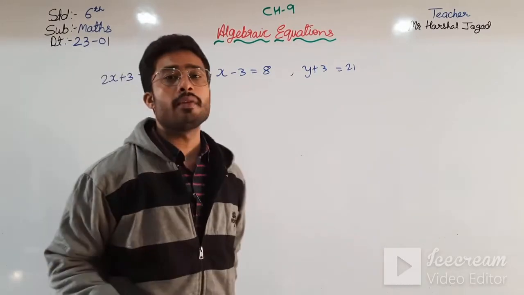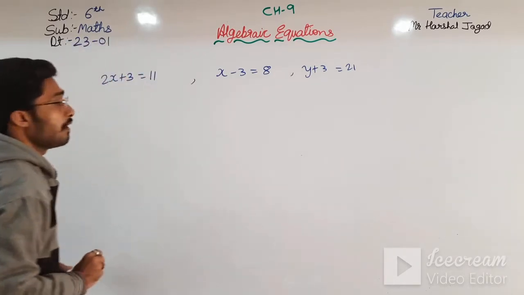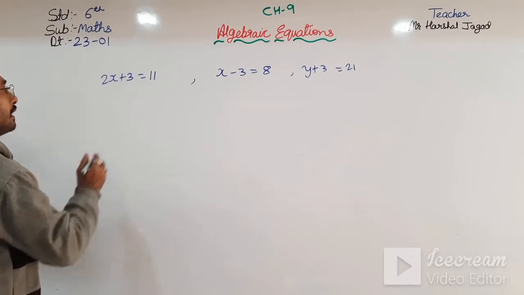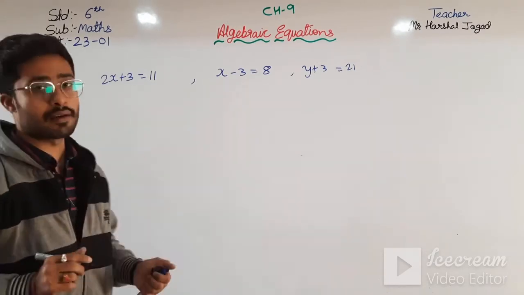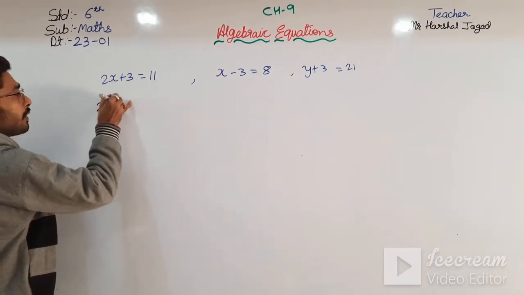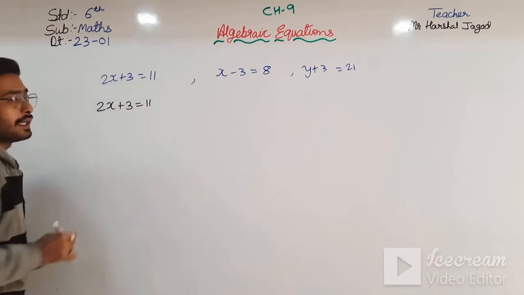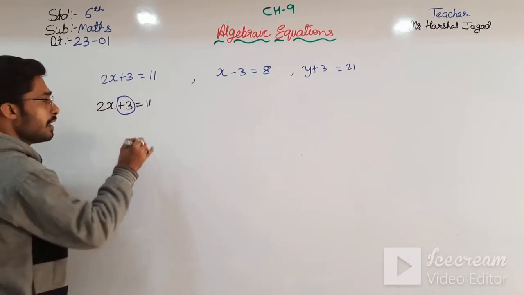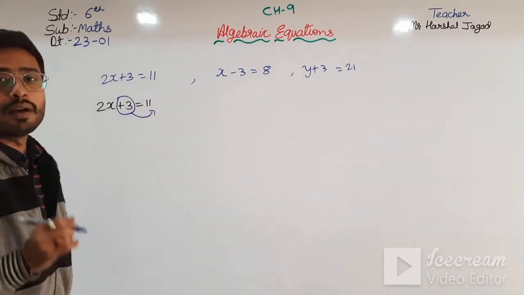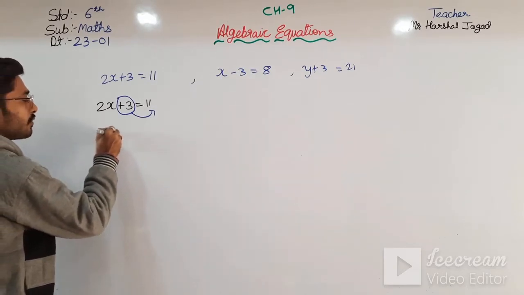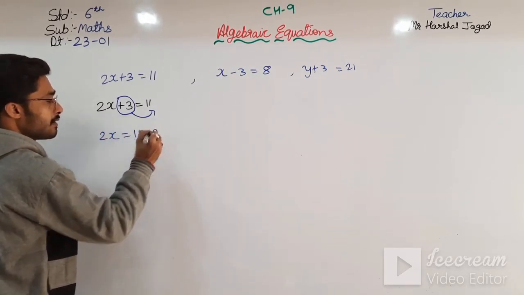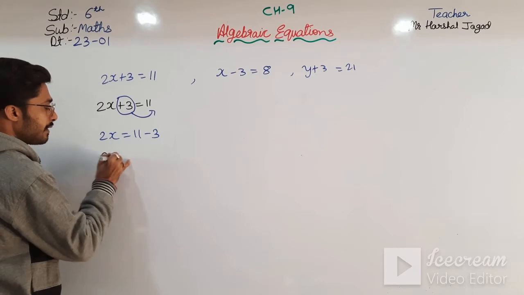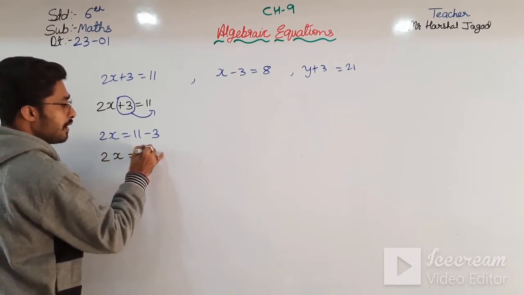How? First of all, we have to find the root value of it. So how will we find the root value? The root value is the value of x here. First of all, what do we have to do? 2x plus 3 is equal to 11, as given in the equation. If I take this plus 3 towards the right hand side, it will become minus 3. So it can be written as 2x is equal to 11 minus 3. Okay students, then we get the answer, that is 2x is equal to 8.